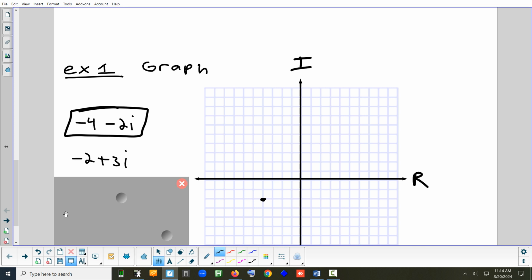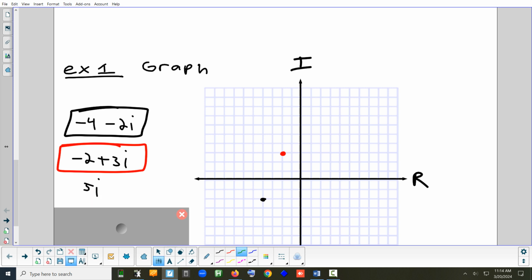Okay, let's try this one: -2 plus 3i. Starting at the origin, which way am I going to go to graph that? Left 2 and up 3. Yep. How about 5i? That's just up 5. It has no real part. You could think of it as 0 plus 5i. Just up 5.